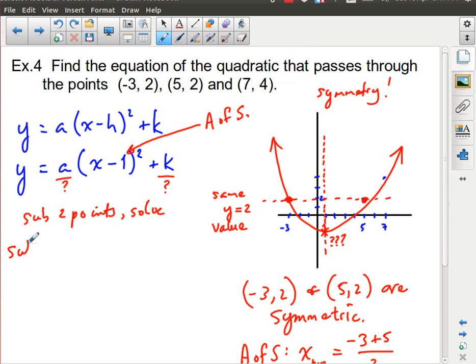So let's sub. If we look at the points, there's nothing really to make them easier or less easy, except that this one has a negative sign in it, so I'm going to use only positive values. So I'm going to sub in 5, 2, and that gives me the y value 2, so I get 2 equals a times (5 minus 1) all squared plus k.